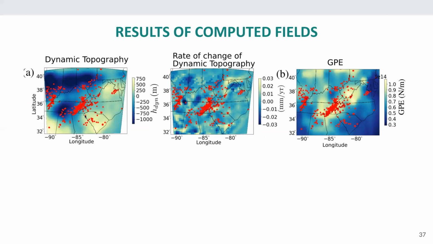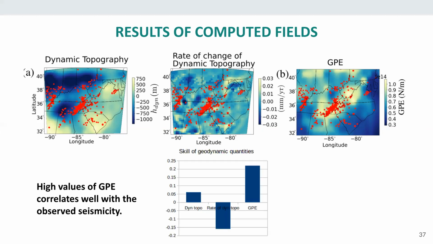For dynamic topography, we see some correlation of high dynamic topography with earthquake density in the South Carolina seismic zone and also here. But we don't see much correlation of the rate of change of dynamic topography with the observed earthquake distribution. On the other hand, we see a good correlation of gravitational potential energy with the regions of high earthquake density. Based on this, we compute the scale of each geodynamic quantity.